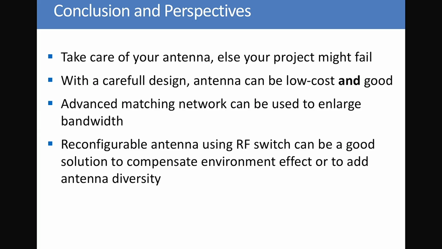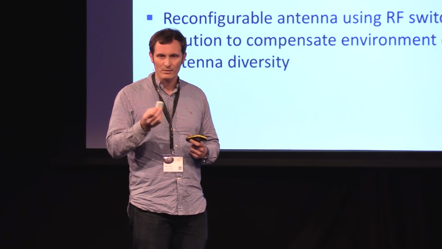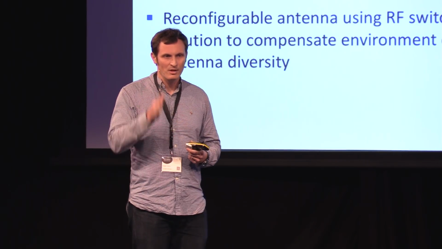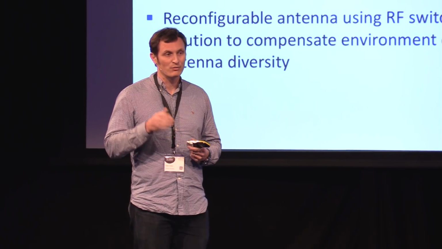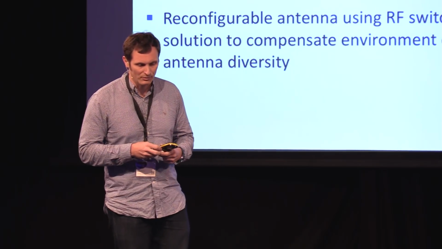And for some perspectives, it's possible to enlarge the bandwidth of the antenna using some advanced matching network. And also to compensate for the environment effect, you can use, for example, some switch to switch between different antennas. For example, we are working on a small terminal where, whatever the position of the terminal, you will always keep the vertical polarization, which is very important when you're doing geolocation using difference of time of arrival.